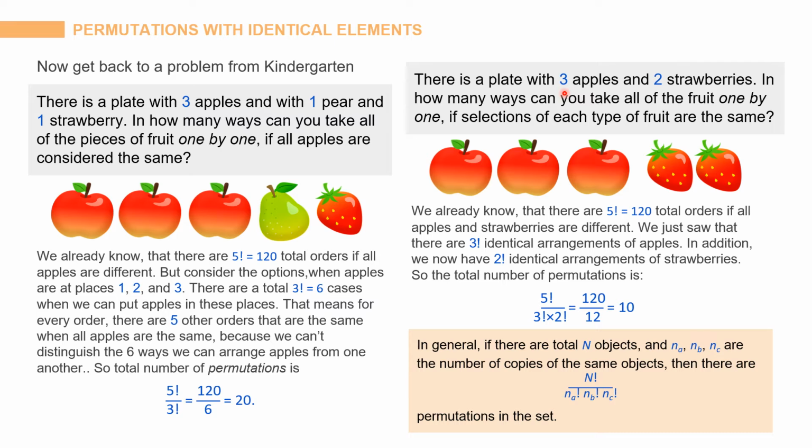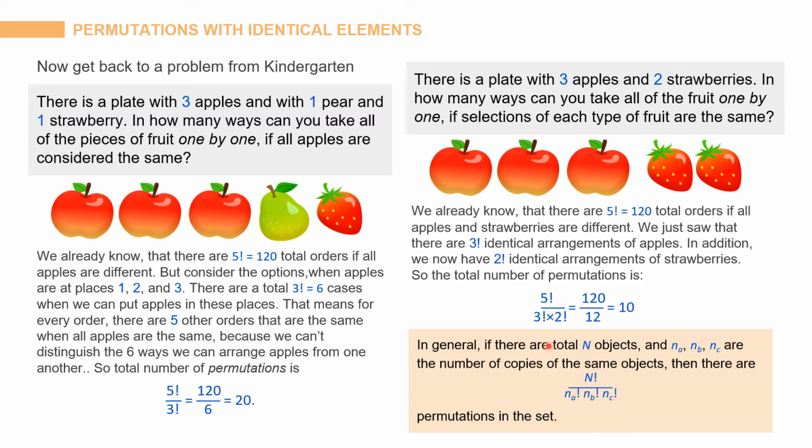So let's expand this to when we have two different identical elements. So now I have 3 red apples and 2 strawberries, and now I can't tell the apples from one another, and I can't tell the strawberries from one another. So applying the rule of division, I now have 5 factorial arrangements divided by the 3 factorial ways I can arrange the identical apples, and I also need to divide by the 2 factorial ways I can arrange the 2 identical strawberries. So I have 120 divided by 12, or 10 possible distinct arrangements.